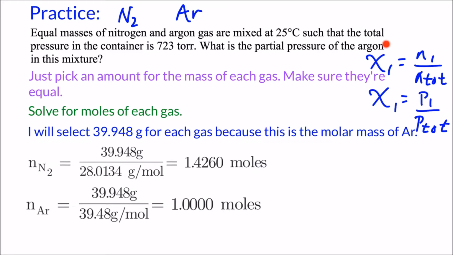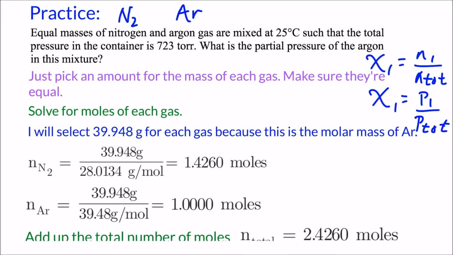Now let's refer to this definition of mole fraction: the moles of the individual gas over the total number of moles. The total number of moles is these two added together, which gives us 2.4260. Now we can get the mole fraction of argon by plugging into this formula. We take the moles of argon, 1, and divide it by the total number of moles, and that will give me the mole fraction of argon.